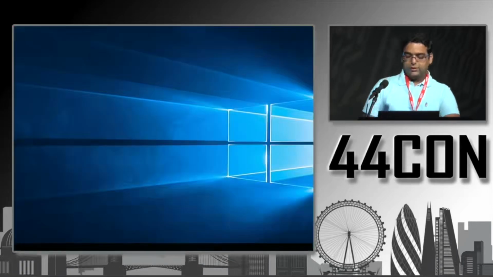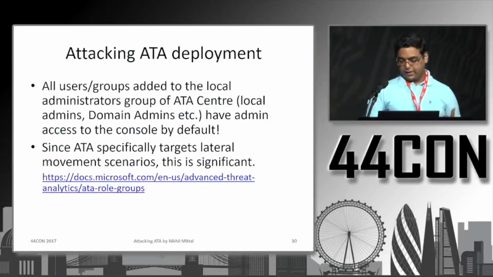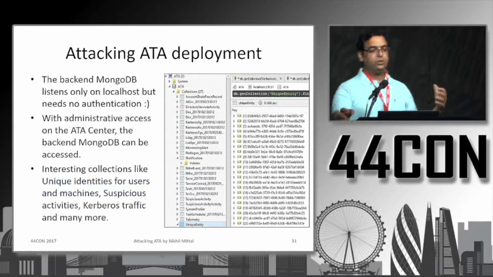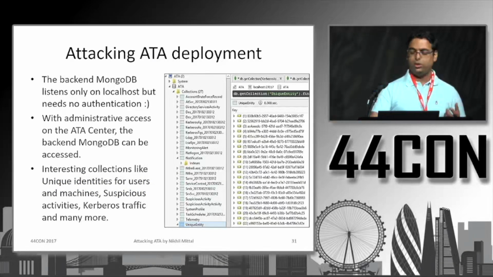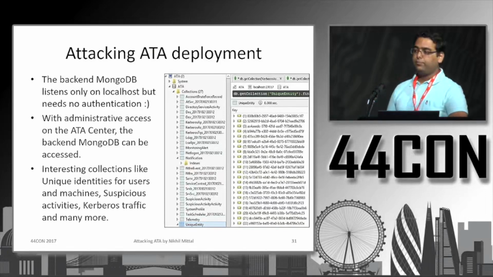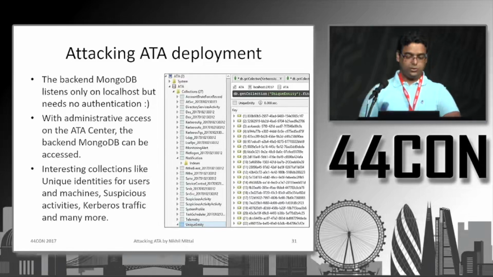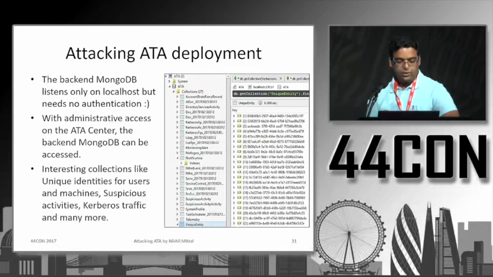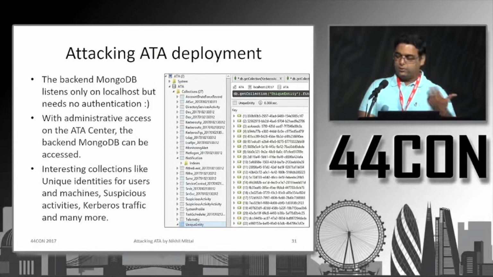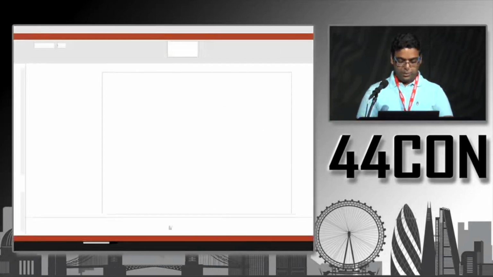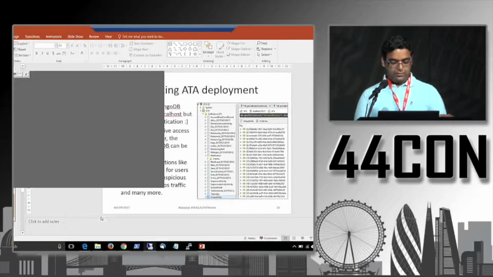So for such cases, we may like to interact with the backend directly. Now the backend used by ATA is a MongoDB server which listens just on the localhost but does not need any password to interact with. I still have to come to terms with this idea of not having any sort of authentication on the backend, but that's how it is right now. That means you can actually interact with different interesting collections over there, which looks like this.